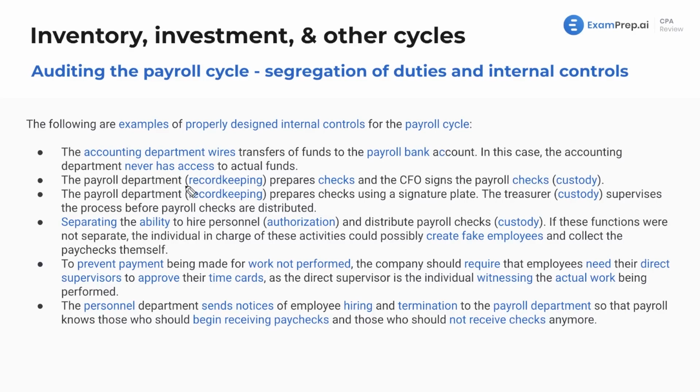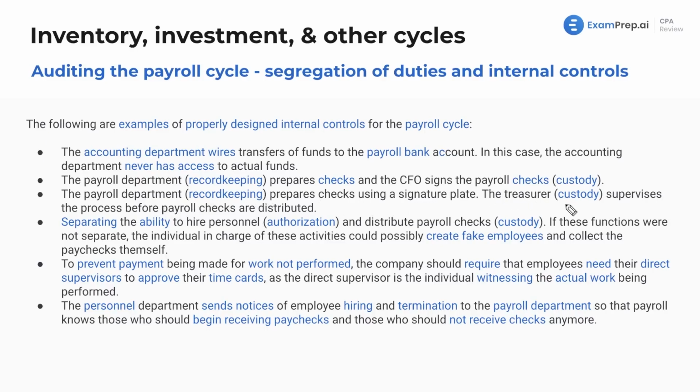The payroll department, which is record keeping, prepares checks, and the CFO signs the payroll checks. They have custody of those checks, and presumably an authorization function. It's kind of a dual purpose there. The payroll department has custody of the checks and the authorization to give those checks to individuals, but they never have custody of actual money there. The payroll department prepares checks using a signature plate.